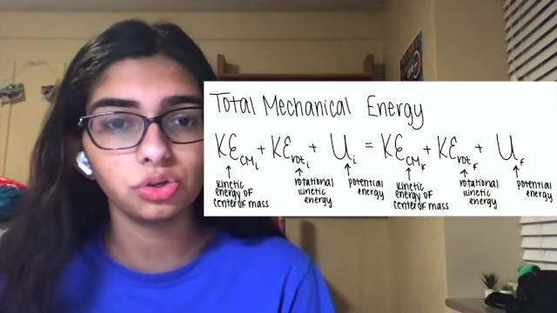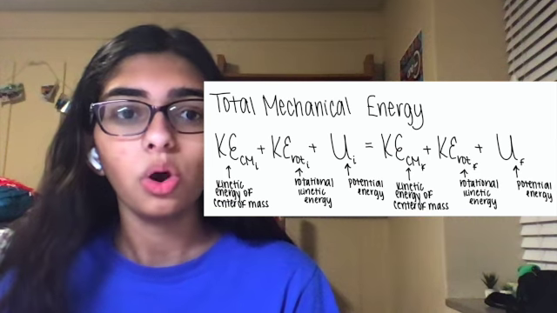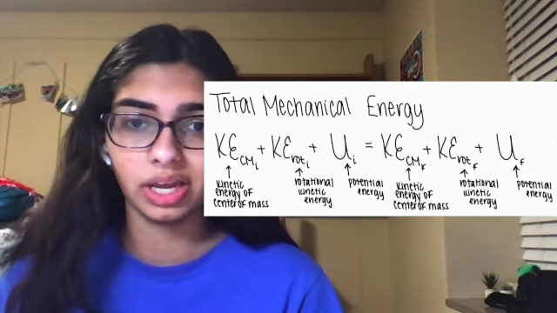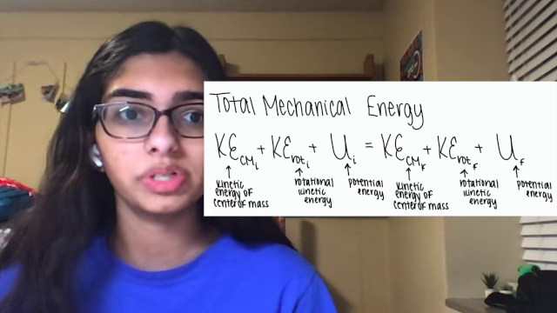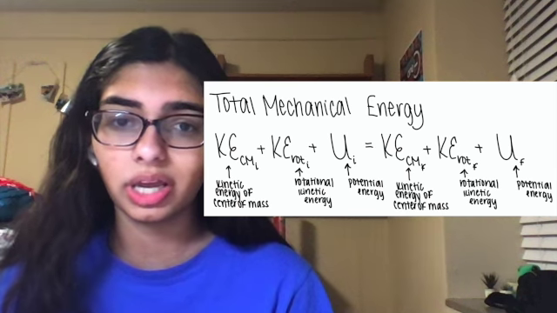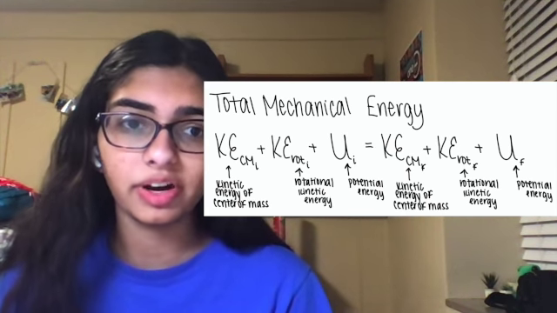Therefore, the total energy equation will be the sum of the initial kinetic energy of the center of mass, or tangential kinetic energy, the initial rotational component of kinetic energy, and the object's initial potential energy, equal to the final tangential and rotational kinetic energy components and the final potential energy.